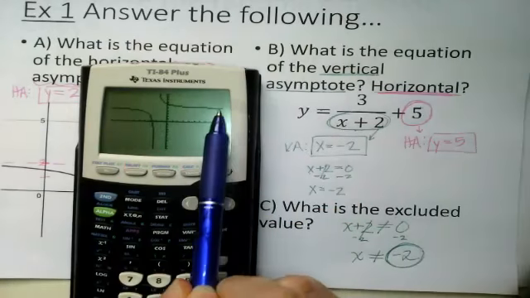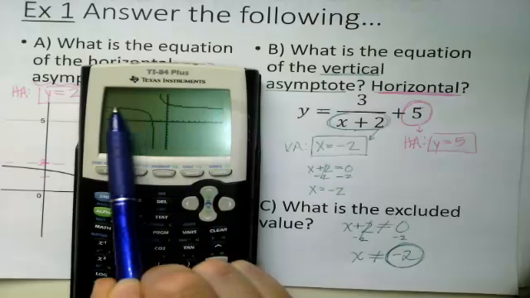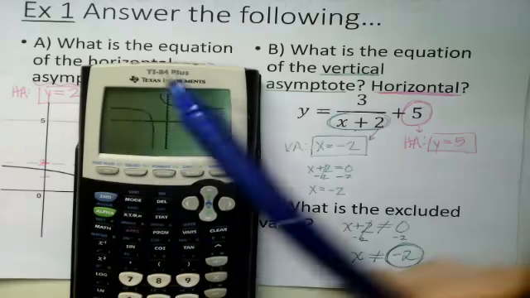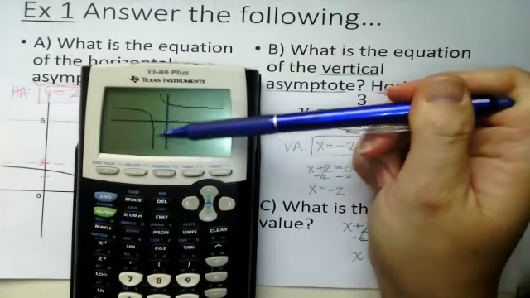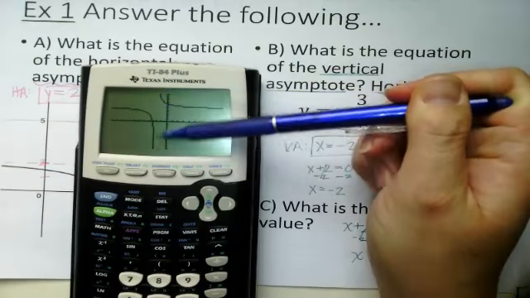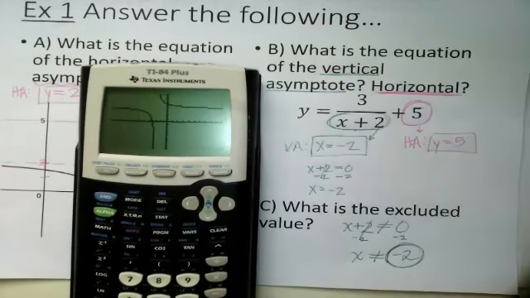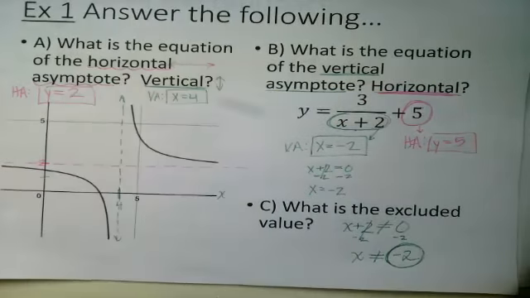Again, it's kind of hard to visualize, but it does appear that we have a horizontal asymptote going through 5 and a vertical asymptote at -2. So again, using your calculator can be really, really helpful.